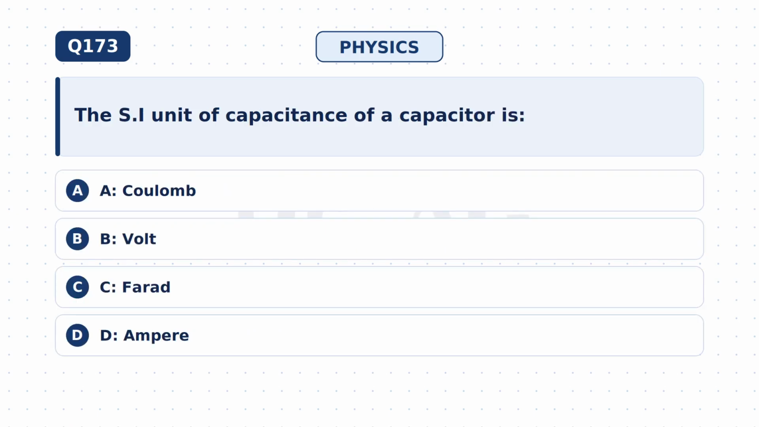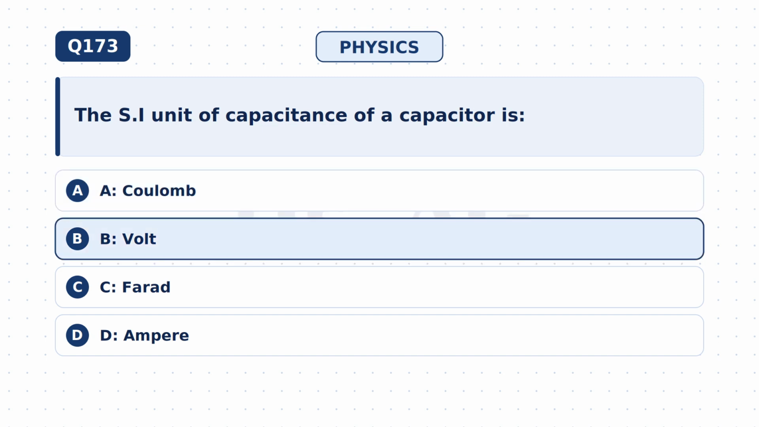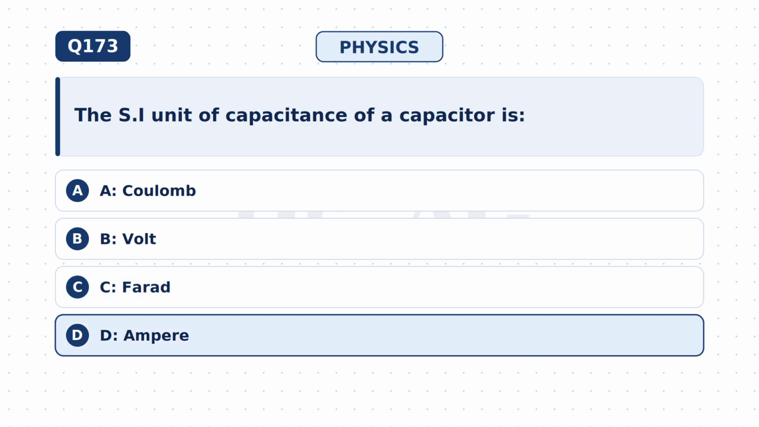Question 173. The SI unit of capacitance of a capacitor is Option A, coulomb. Option B, volt. Option C, farad. Option D, ampere.